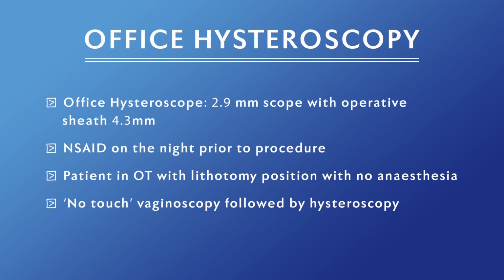We planned an office hysteroscopy for her using a 2.9 mm office hysteroscope with a 4.3 mm operative sheath. Normal saline was used as the distending medium. We usually use 1 tablet of NSAID, ibuprofen plus paracetamol, on the night prior to the procedure. Patient is in lithotomy position without anesthesia in the operation theatre.